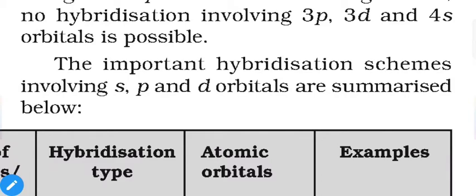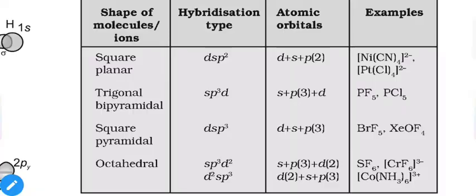The important hybridization schemes involving s, p and d orbitals are summarized below. Some short description is mentioned here with the type of hybridization, examples and shape. Okay, so let us discuss it step by step. But again, the same thing: you can find hybridization yourself if you know the electronic configuration of the atom. Based on the atomic structure, we can predict or find the exact hybridization, but for that you have to know the electronic configuration of the given atom.